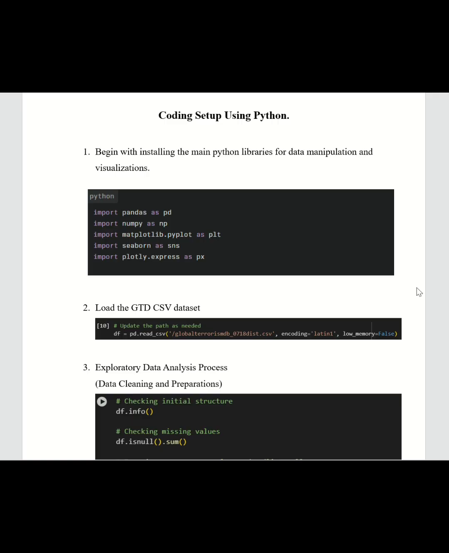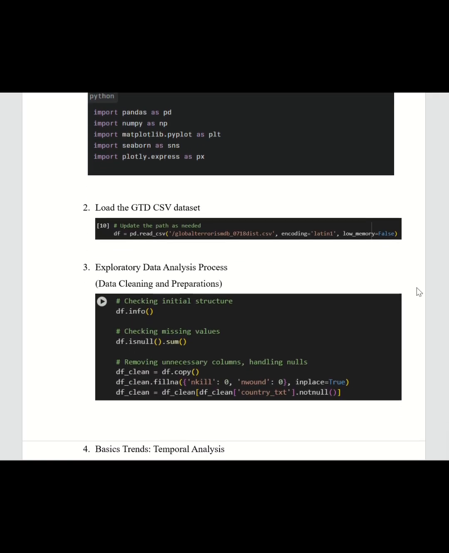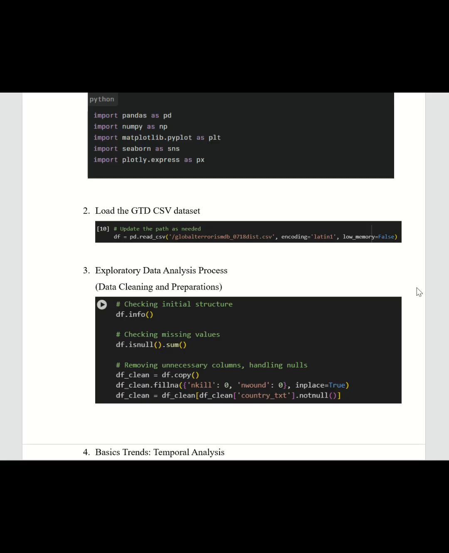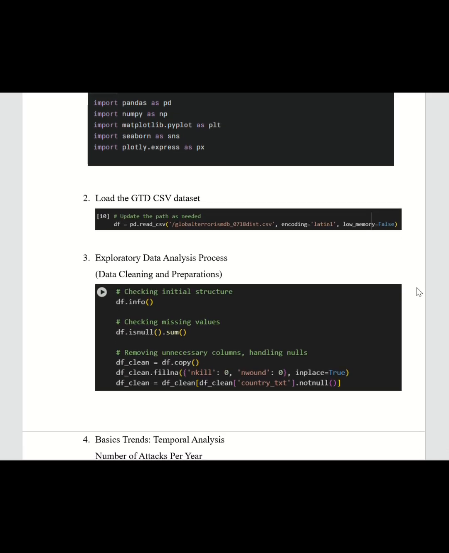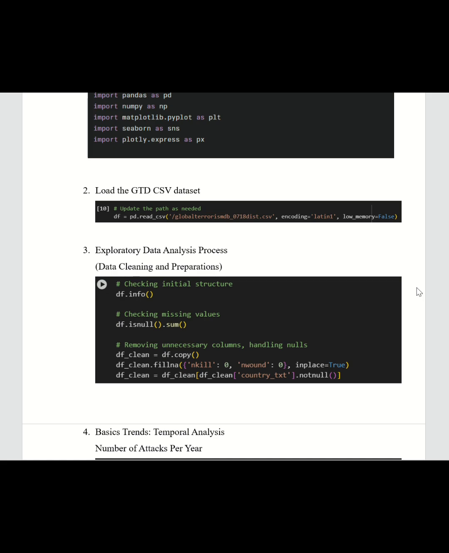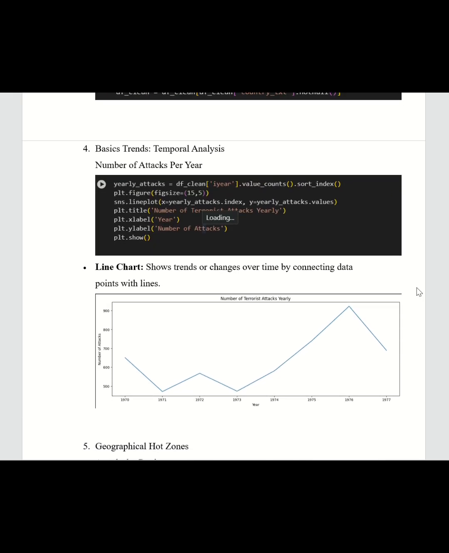I have already downloaded the dataset on my laptop, so I just call the CSV file here by using pd.read_csv. After that, the third step is the exploratory data analysis process, which is a very crucial step to ensure you're working with clean and relevant data, as I have mentioned before. Here I have cleaned my data and made it relevant by removing unnecessary columns and nulls. Basically, this removes the missing values and makes your data relevant.